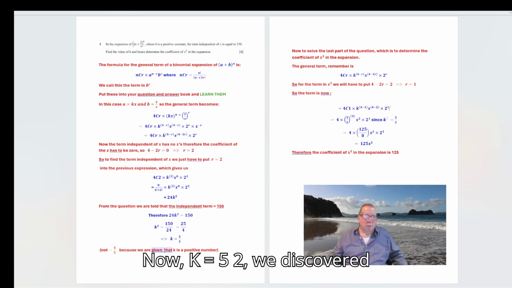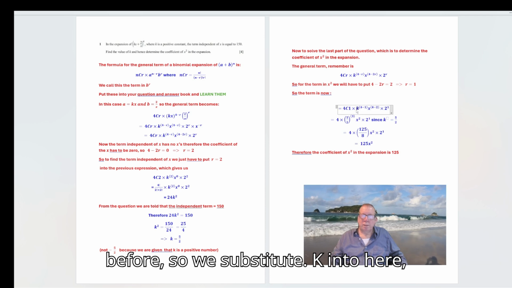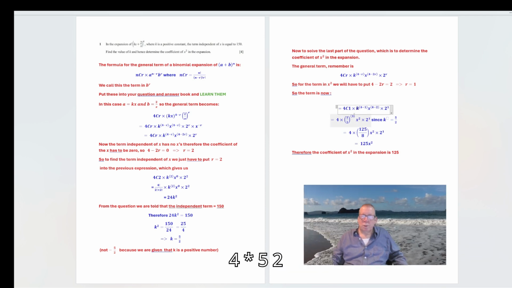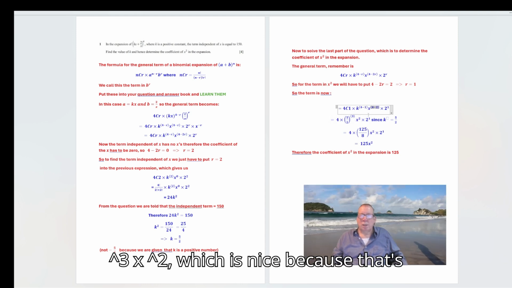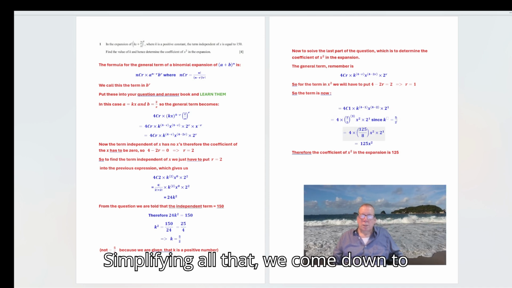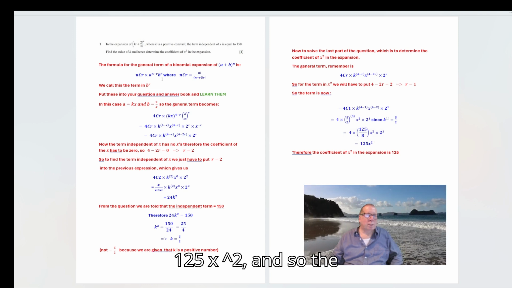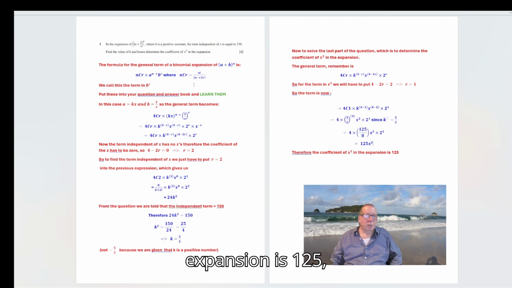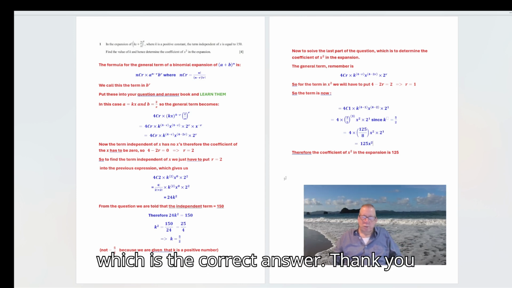Now k equals 5 over 2 we discovered before, so we substitute k into here, and we have 4, because 4C1 is 4, times 5 over 2 cubed, times x squared, which is nice because that's what we want, times 2 to the 1. Simplifying all that, we come down to 125x squared, and so the coefficient of x squared in the expansion is 125, which is the correct answer.